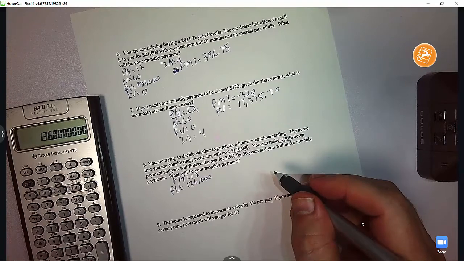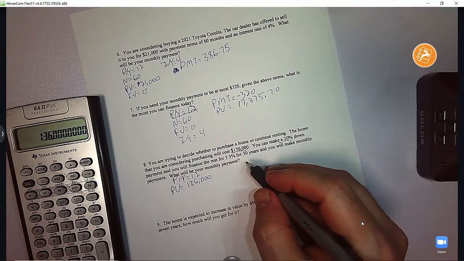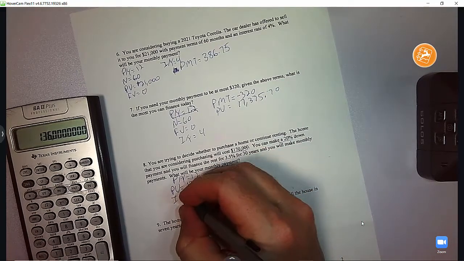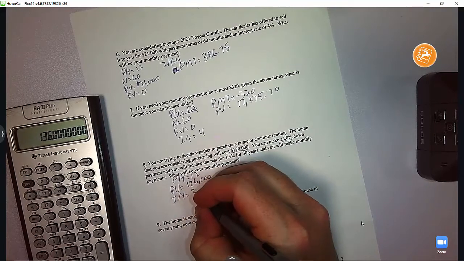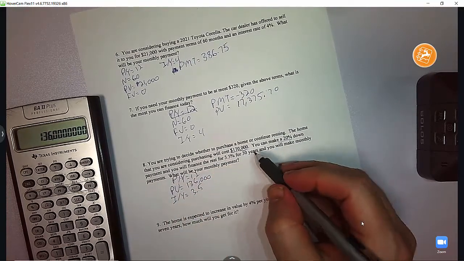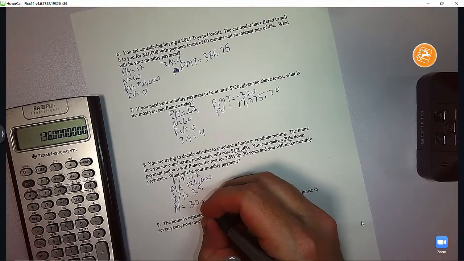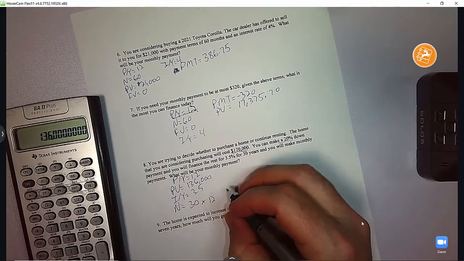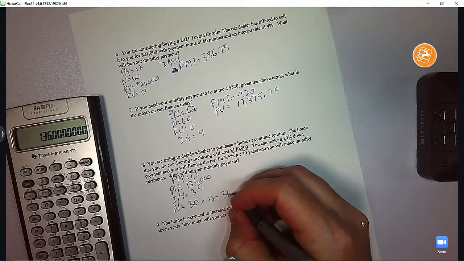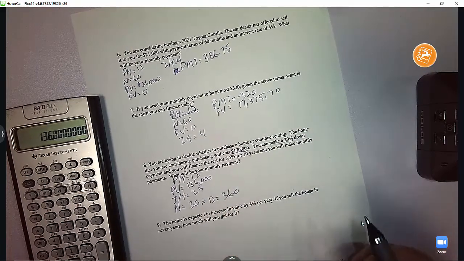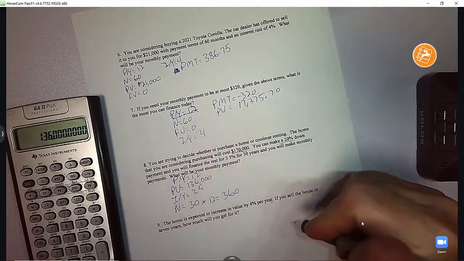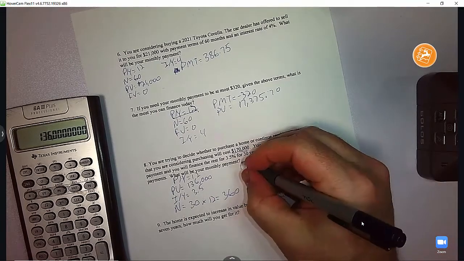And then I will finance the rest for 3.5%, so that's my interest rate per year, 3.5, for 30 years. So my N is going to be equal to my 30 years multiplied by my number of payments per year, or 360 payments. So now I need to calculate my payment.